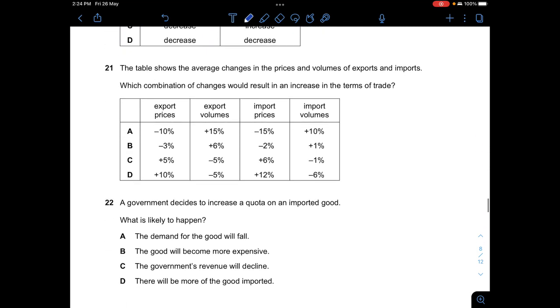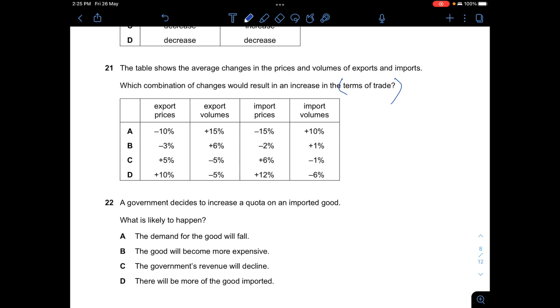Question 21, the table shows the average changes in the prices and volumes of exports and imports. Which combination of changes would result in an increase in the terms of trade? So now we need to see which one would increase the terms of trade, which means that your price of imports must be lower than your price of exports. So let's see which one would best fit.